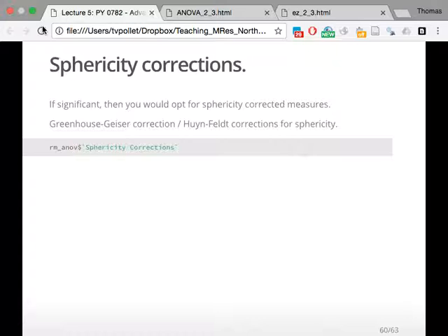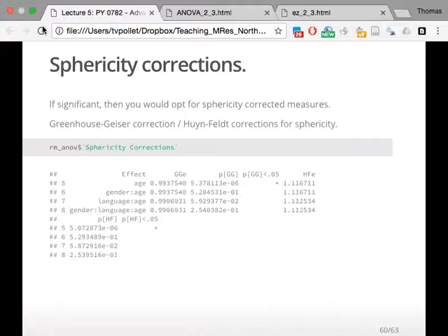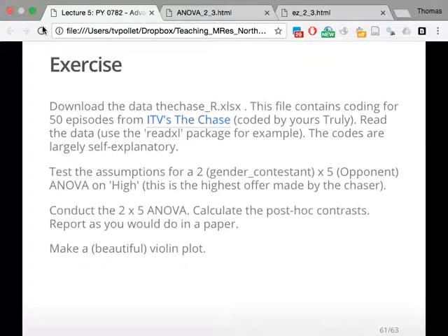So in this case, we call from the list the sphericity corrections, and it prints this, and it shows that the age type of things is also significant if you use sphericity corrections, and it just prints all the effects there for those variables. So I'll go back and correct the charts.